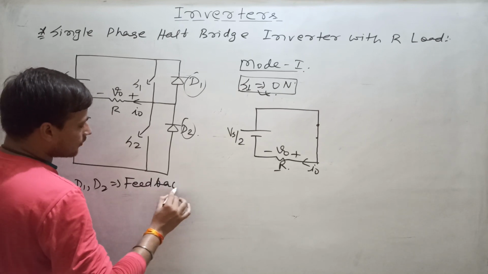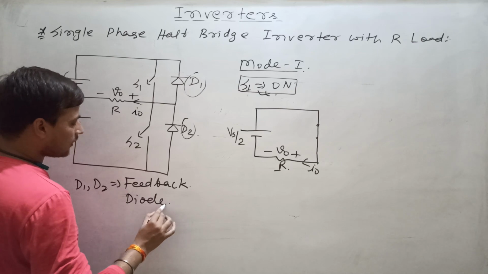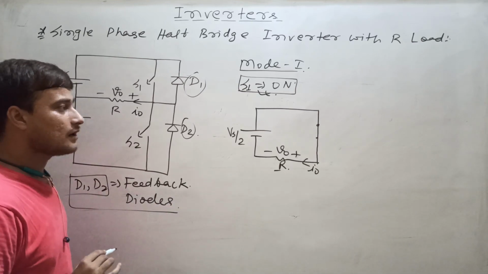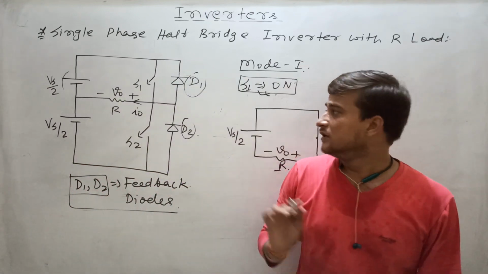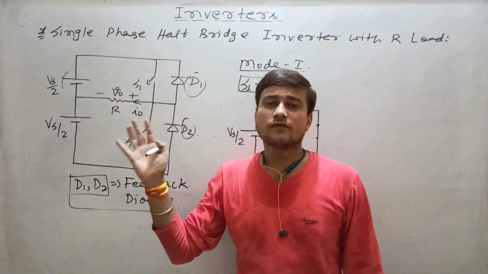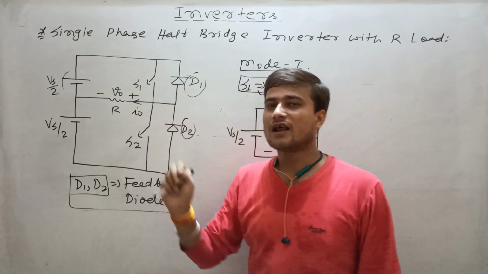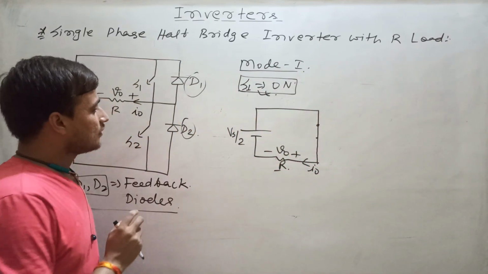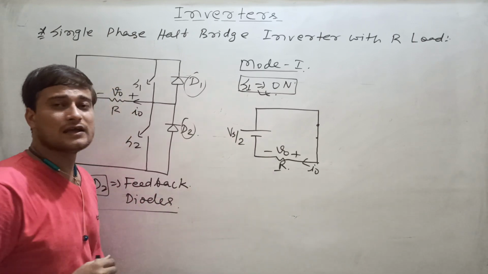In the case of rectifiers, you see freewheeling diodes. Here D1 and D2 are called feedback diodes. So what is the use of feedback diodes? You will see the use of feedback diodes if the load is RL load or RLC load. There we will discuss the use of feedback diodes. So now you are getting the circuit like this.